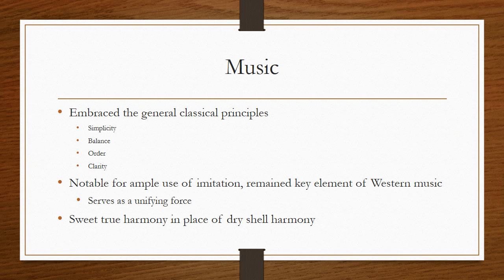Music. Composers embrace the general classical principles of simplicity, balance, order, and clarity. Renaissance music is also notable for its ample use of imitation, the repetition or variation of a melody, often at a different pitch, which has remained a key element of Western music ever since.